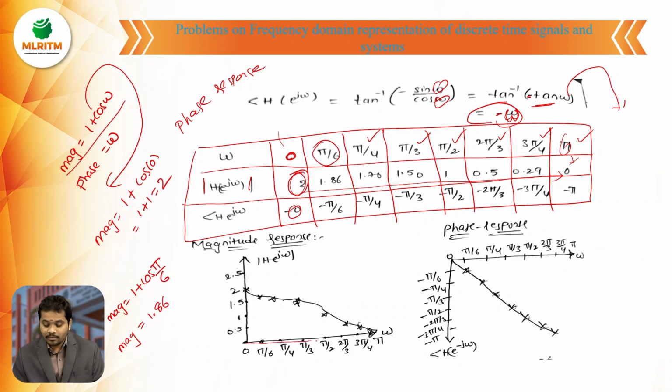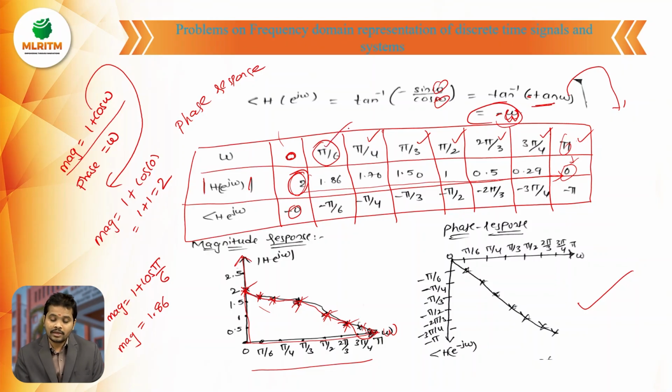For the magnitude response, on the x-axis I am considering the omega values, and on the y-axis the magnitude of H of e power j omega. What is the highest value here? 2. What is the lowest value? 0. So I am considering 0, 0.5, 1, 1.5, 2, 2.5, and the same values of omega. For 0 it is 2, so I am marking it here. For pi by 6 it is 1.86, like here. Like that I am marking all the values with respect to the omega values and plotting the magnitude response. Similarly, we have to plot the phase response.